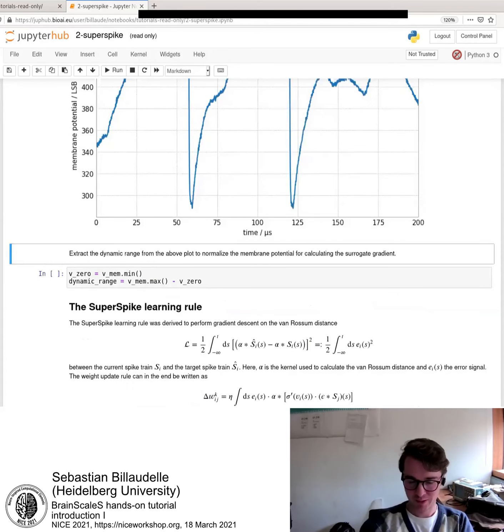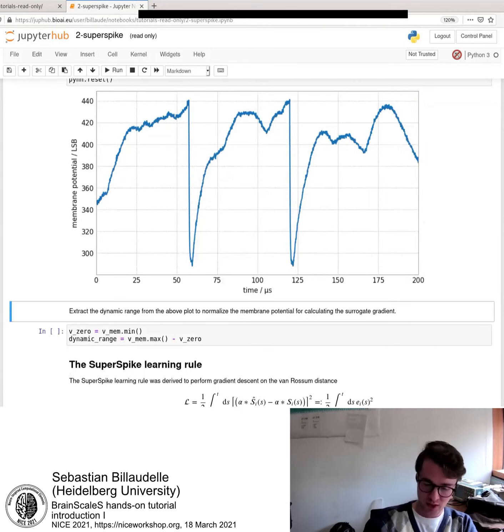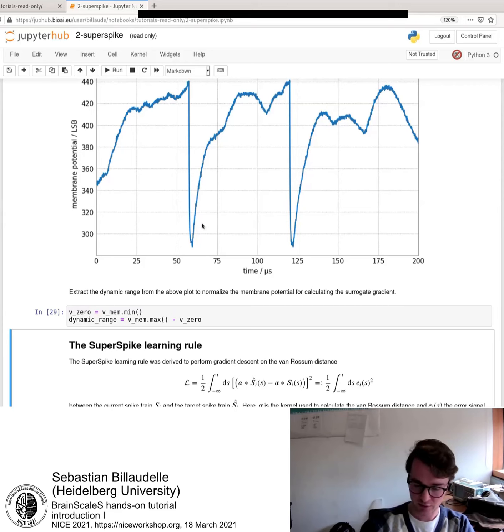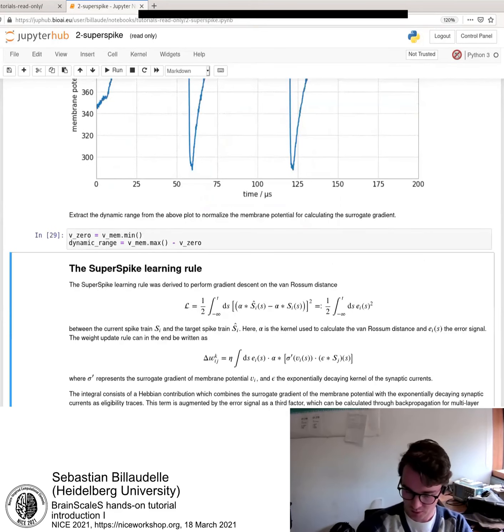And one more thing before I actually explain the learning rule now. These arbitrary units, or LSB would be the technical term, these are kind of arbitrary, right? As the name says. And for these numerical computations we now want to perform to implement the weight update rule, we want to have it normalized. That would be the easiest thing. So we normalize this now to a range of 0 to 1. This is what we do in the next cell. So we simply extract the maximum and minimum of this trace and now redefine everything from 0 to 1. This is also required for the super spike learning rule using these surrogate gradients. And we can now do a very quick dive into that learning rule.